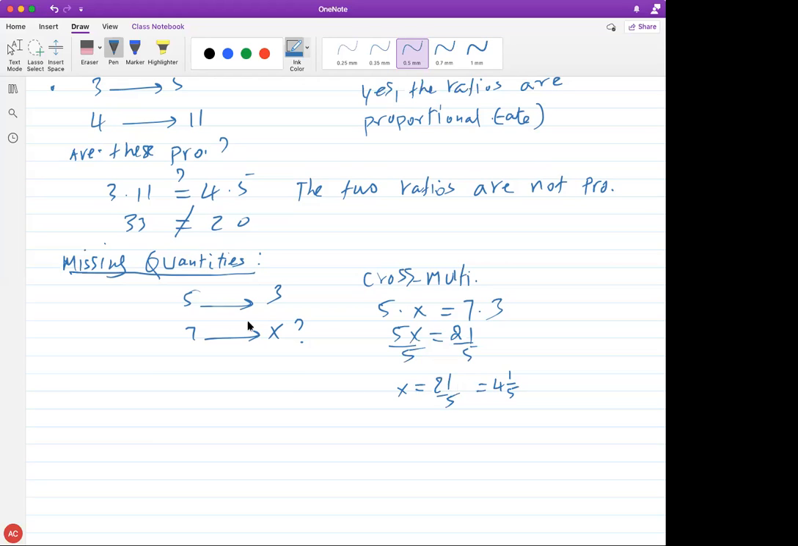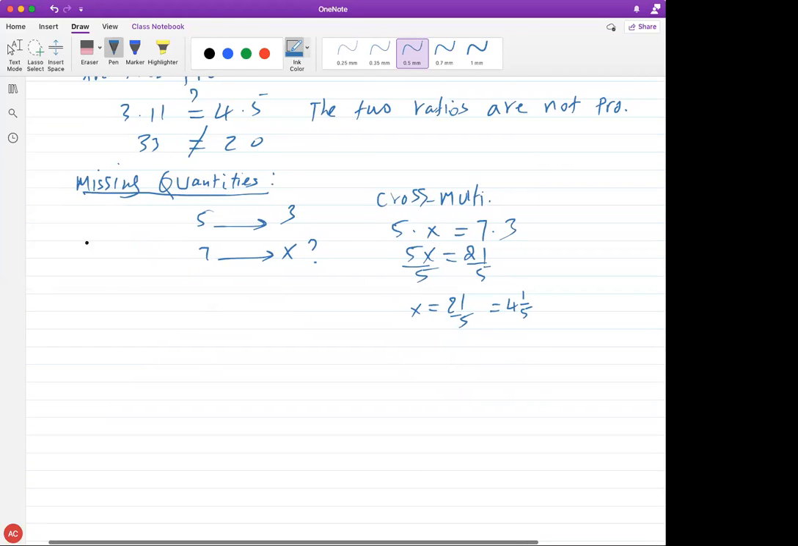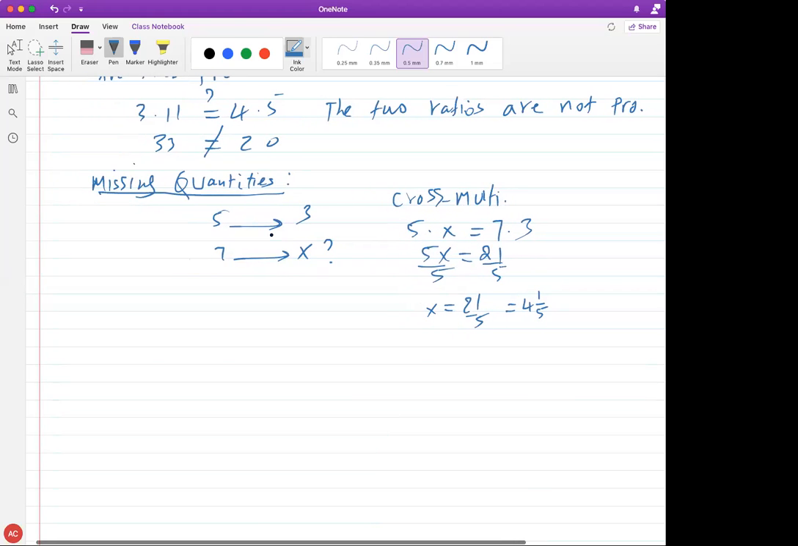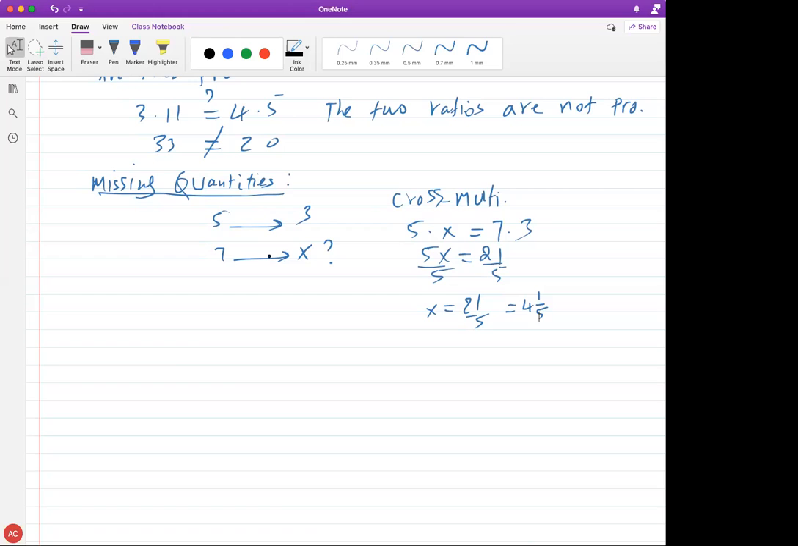So let's say this was about pizza, for example. It's going to be 4 pies and some change. Or if we're dealing with money, for example, the amounts or prices, you may want to turn this into a decimal, 4.2 in this case. So that's how you basically find the missing quantities of any proportions. Just cross multiply and simplify. The x here, by the way, could be anywhere, but the method is the same.